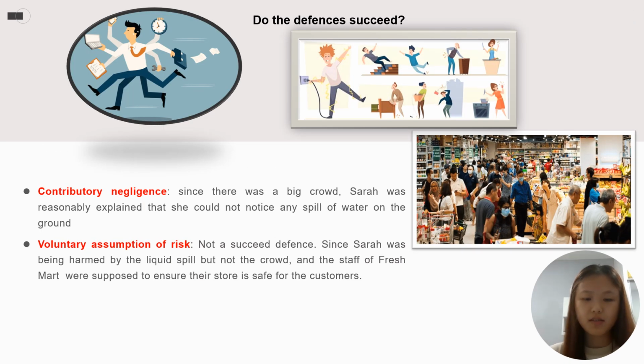However, do the defenses of Freshmart really succeed? On the former defense, since there was a packed crowd, Sarah had just successfully navigated through the crowd, and it was reasonable to argue that she could not notice any spill on the floor. For the latter argument, it's also not a successful defense, because Sarah was harmed by the ignored spill, not the crowd, and the staff were also supposed to ensure the safety, cleanliness, and orderliness of the store.